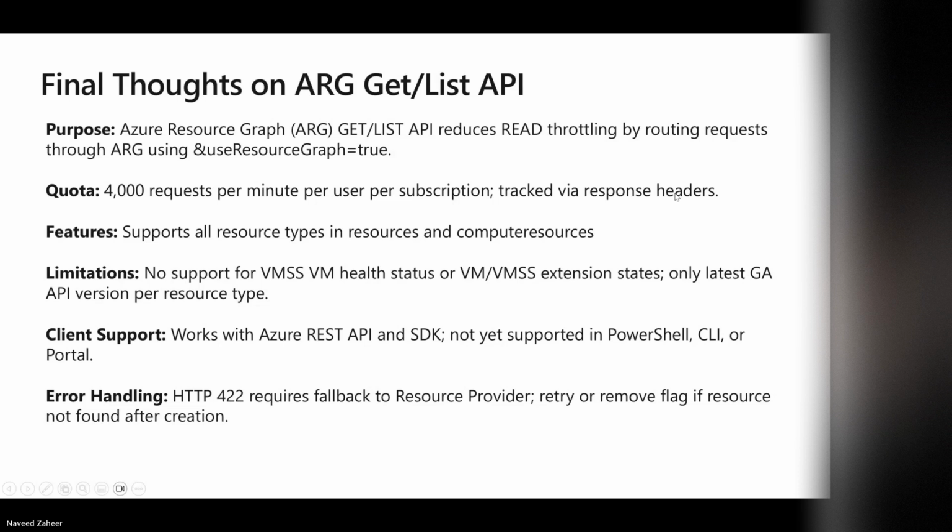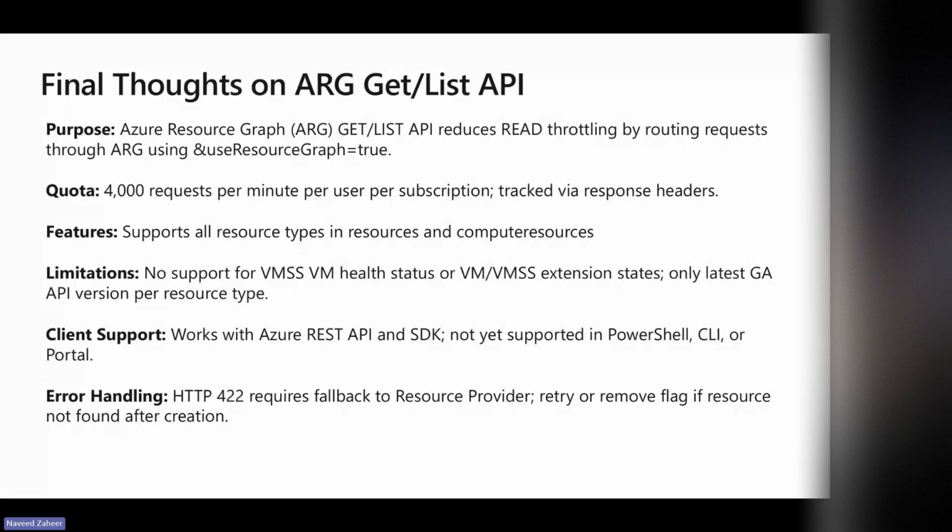So this is the Get List API for Azure Resource Graph. This is currently in public preview. It allows you to call Get and List API with a very large quota of 4K requests per minute per subscription per user, and that's a moving quota. This gives you a big number, and it supports all resource and compute resources.